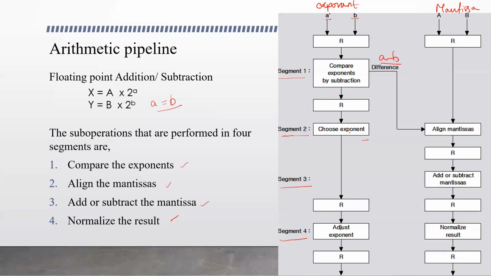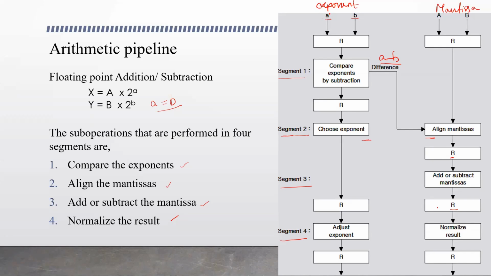So the next sub operation is to choose the exponent and accordingly align the mantissa. By aligning, we make the exponents equal. Once this is done, it is stored in register R. Segment 3 performs the third sub operation, that is performing addition or subtraction of the mantissas, and stores the result in the register.